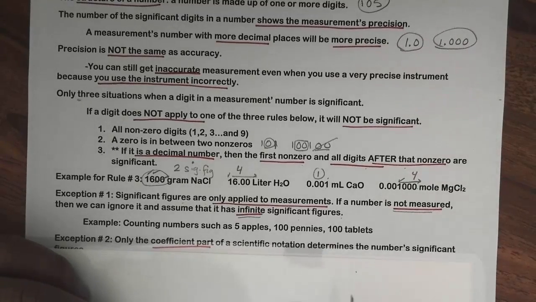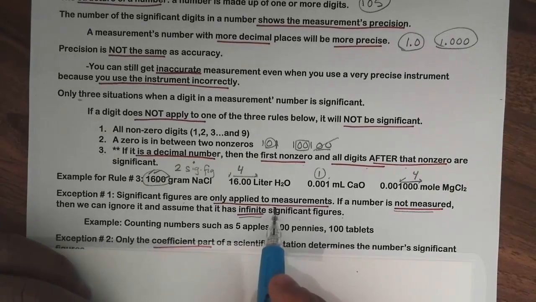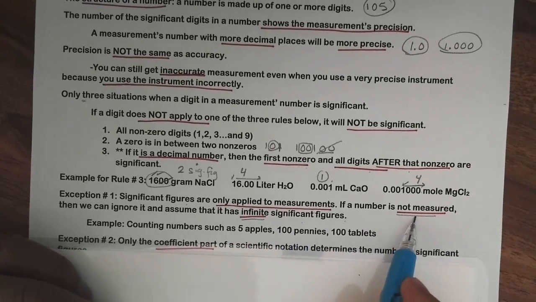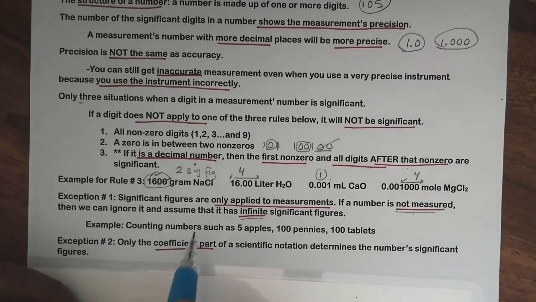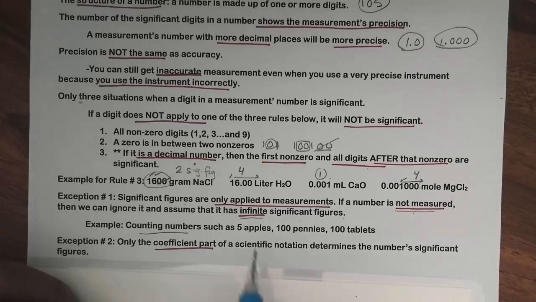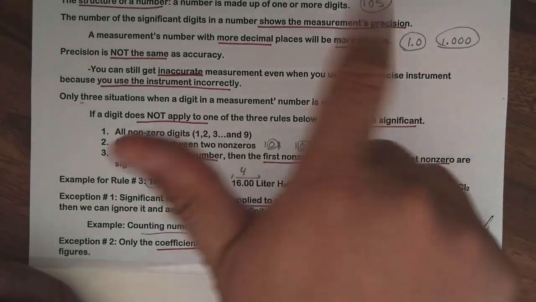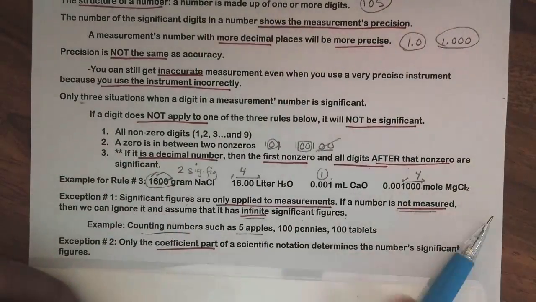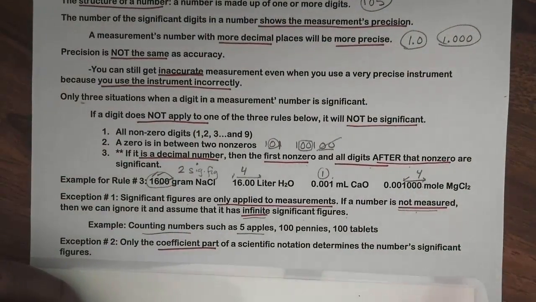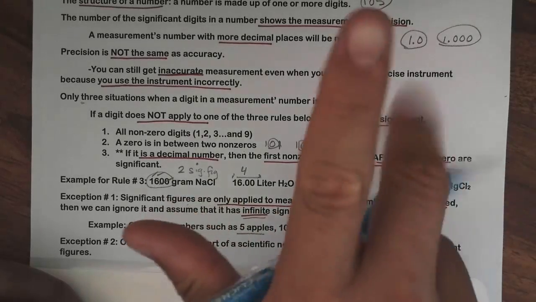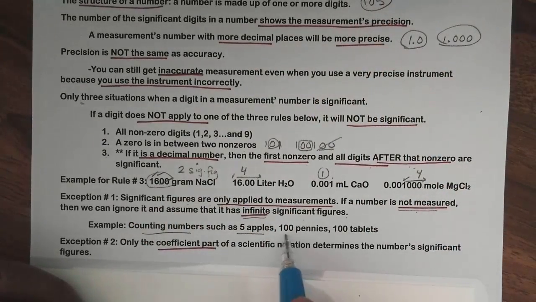That means all the digits in that number will always be significant. So again, the significant digits or figures only apply to numbers that are being measured, because every instrument has different precision. For example, in this case, my counting number: I have 5 apples. I count 5 apples: 1, 2, 3, 4, 5. I can prove that it is infinitely significant because I can prove it every single time I count it. The same thing with 100 pennies or 100 tablets.